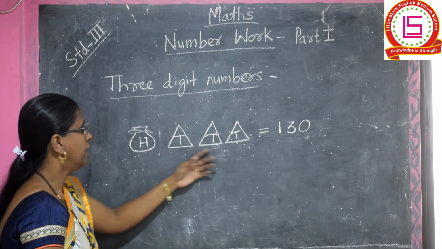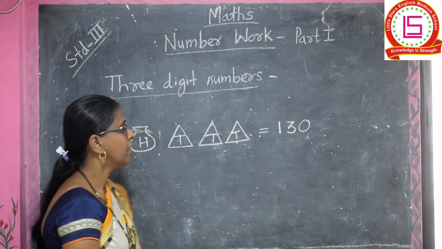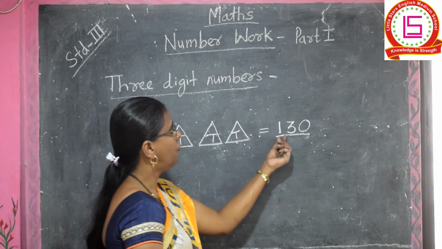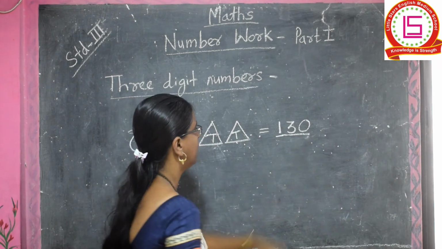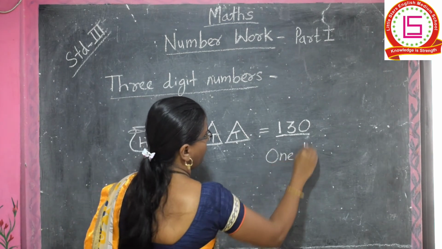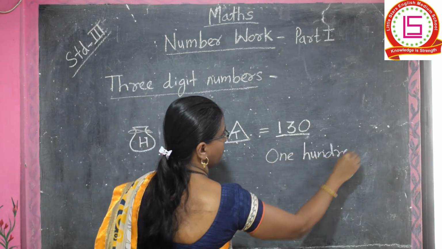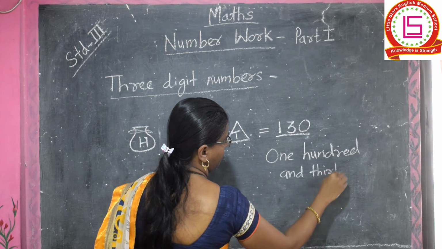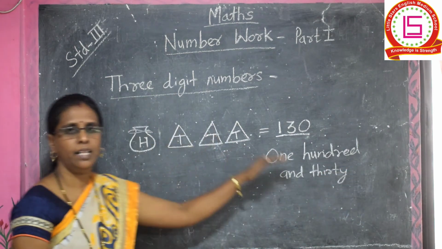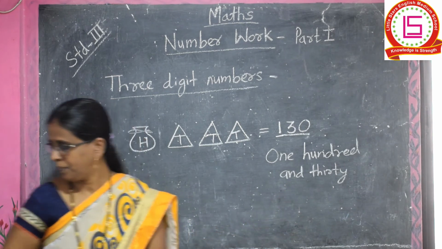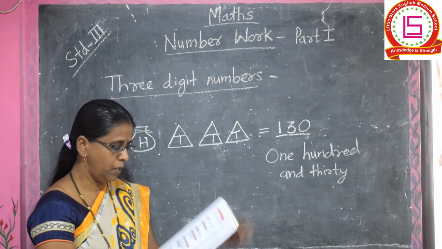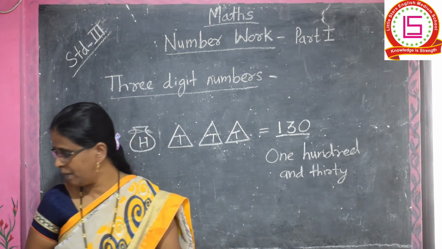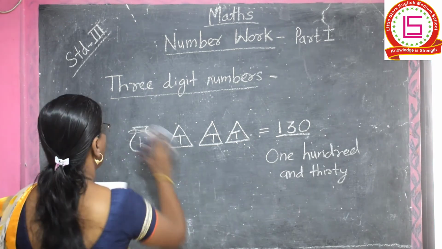Okay, then read this number: 130. See here, 130. Okay, you complete this table. Then turn the page, page number 10.